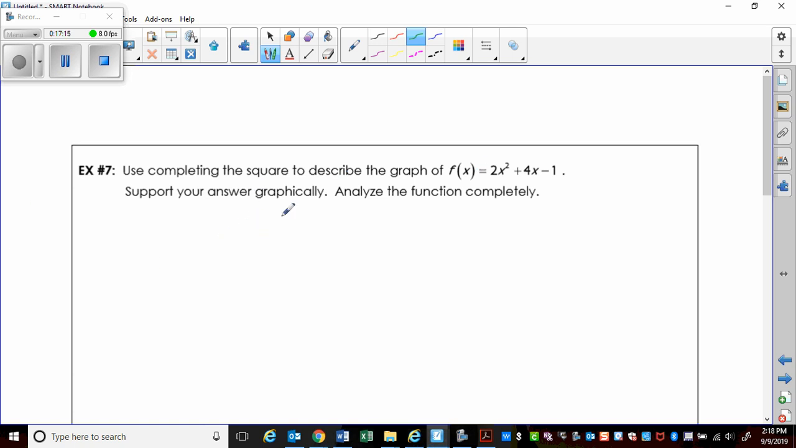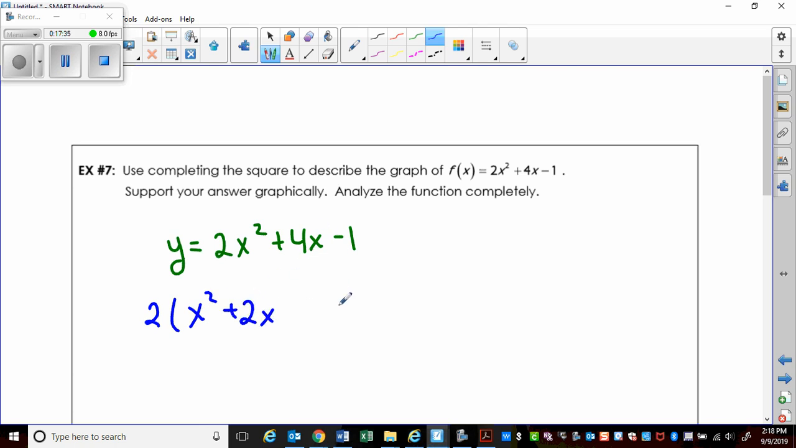So I'm going to write it down first. Y equals, you can put f of x equals 2x squared plus 4x minus 1. I just want it all right here. Okay, I'm going to factor out the 2. x squared plus 4 divided by 2 is 2x. Leave some space. And then minus 1. I'm not factoring out the 2 from that.